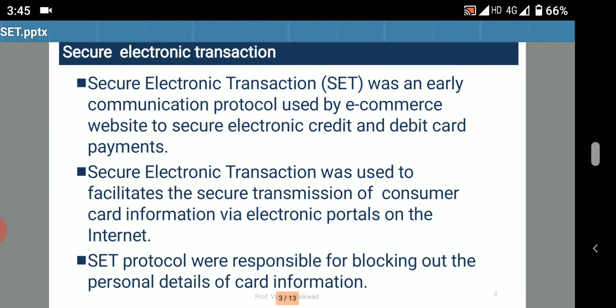Like for example, if we buy something from the Amazon website, we can't see the bank details of Amazon, what the account details are for the bank. So that is the confidential thing that we cannot see, because SET protocol is working somewhere in between and it is hiding the confidential information of seller and buyer.